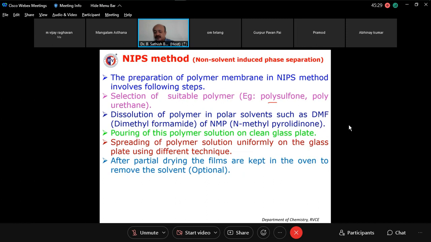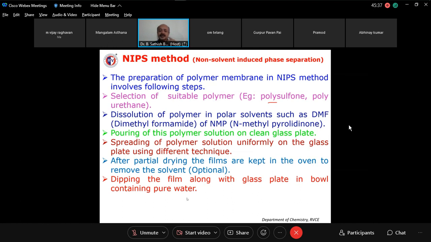Then what you have to do? You have to dip this glass plate in the bowl which contains pure water. So that polymeric membrane along with the glass plate is dipped in water. Right? Now you can peel off that polymeric membrane. I'll show you the diagram here. Polymeric membrane, and some pores are also formed in that polymeric membrane. I'll tell you how the pores are formed on the polymeric membrane. Okay.